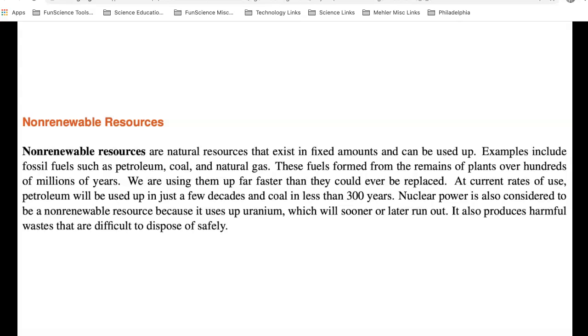Non-renewable resources are ones that exist in a fixed amount and can be used up. For example, fossil fuels such as petroleum, coal, natural gas, gasoline. These fuels are formed from remains of plants over hundreds of millions of years. And we're using them up faster, and we're putting a lot of carbon dioxide into our atmosphere. At the current rate, petroleum will probably be used up in a few decades. Nuclear power is also considered a non-renewable resource because it uses up uranium, which will sooner or later run out.